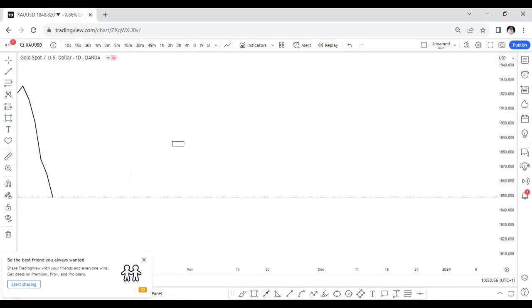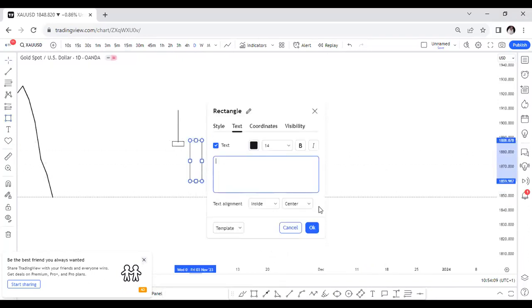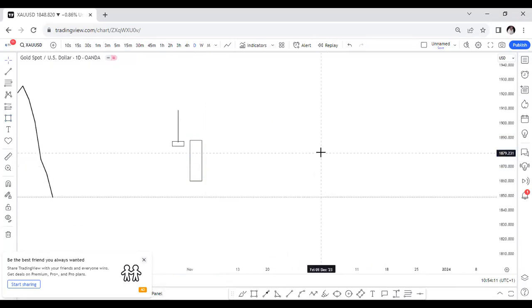So if you can have it as this, as a very small body, and you think this is not an engulfing, it's an engulfing. Yeah, you can have it like this.